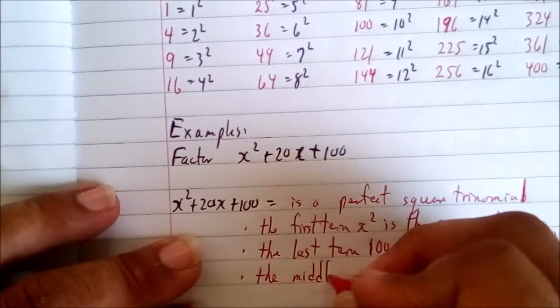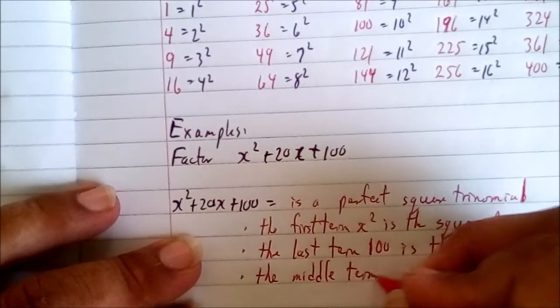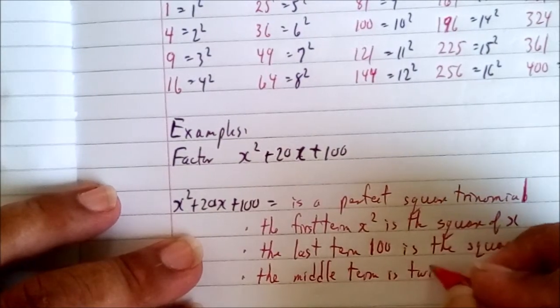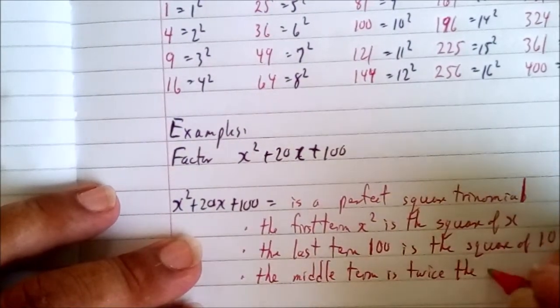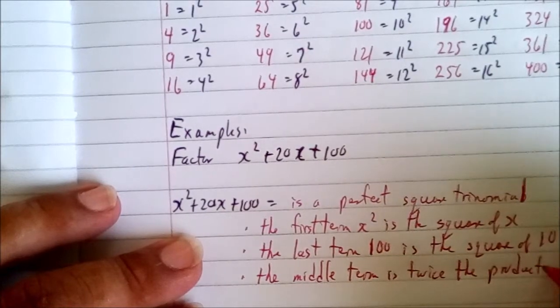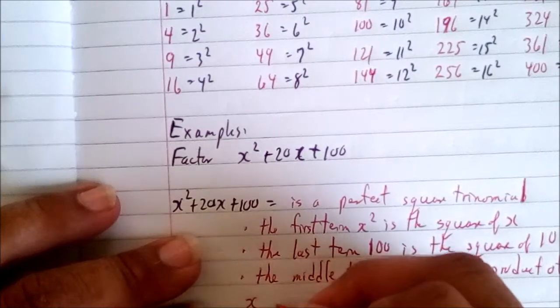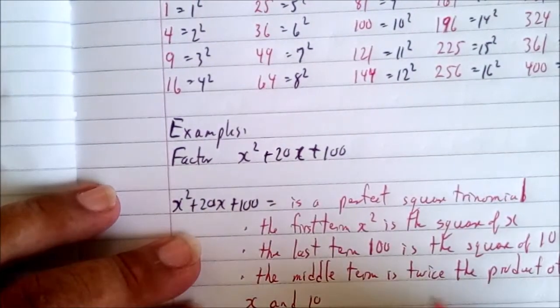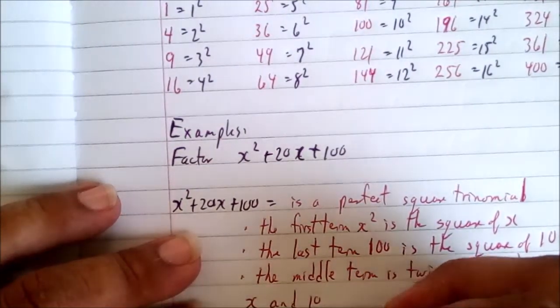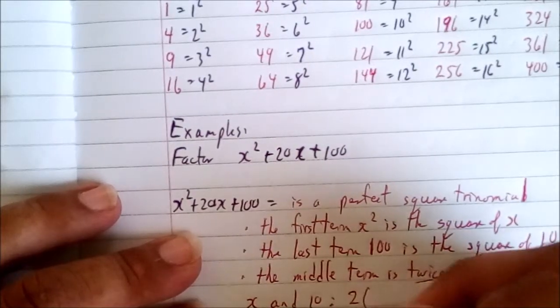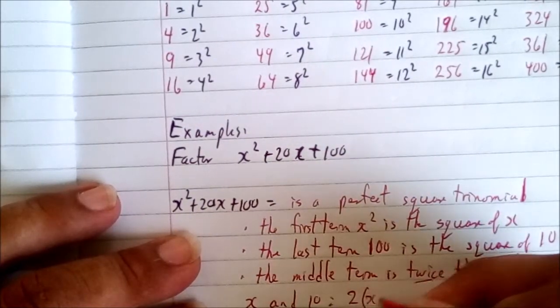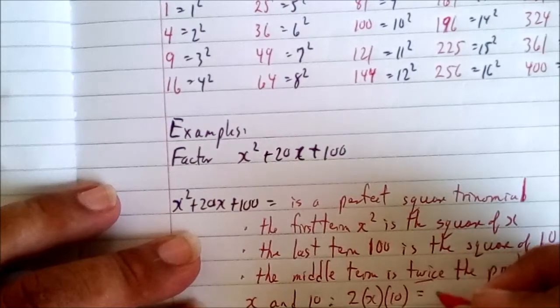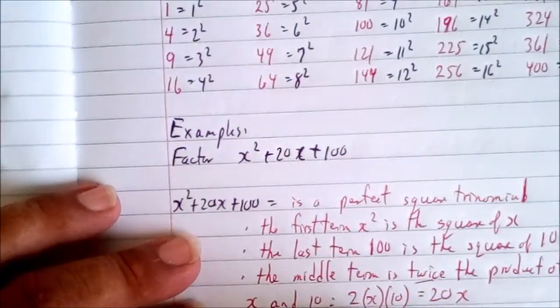Thirdly, the middle term is twice the product of x and 10. Remember, twice means 2 times the product of x and 10, such that 2 times x times 10 equals 20x. Notice that.